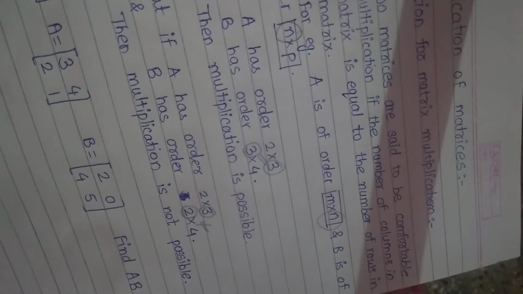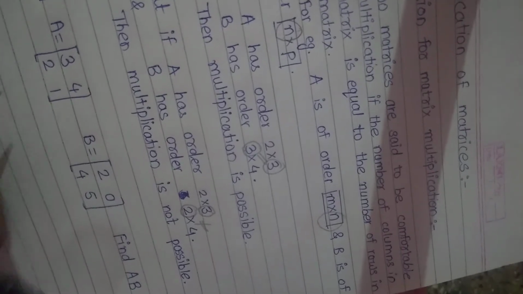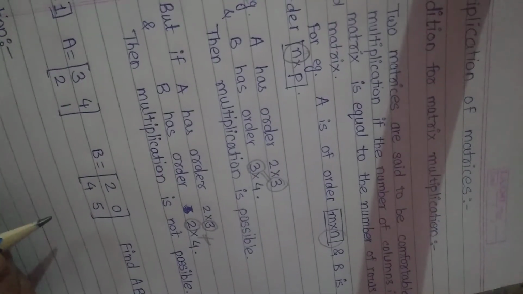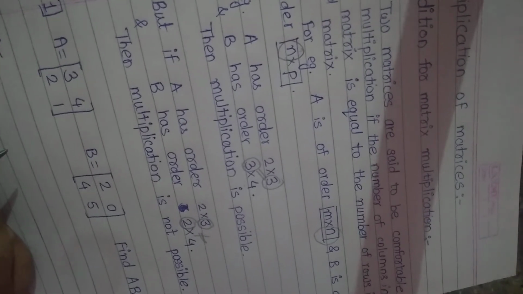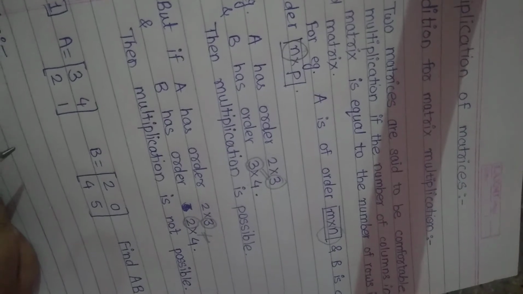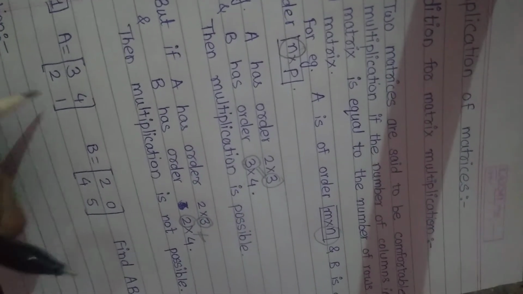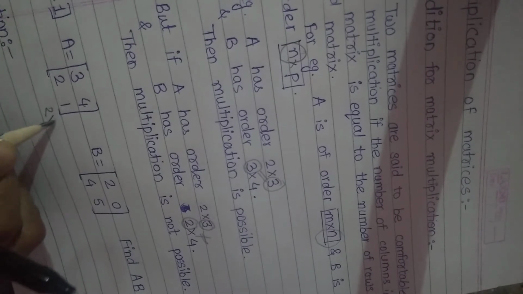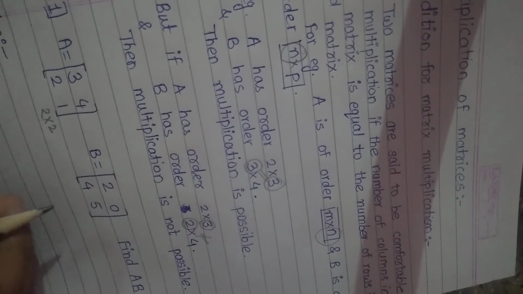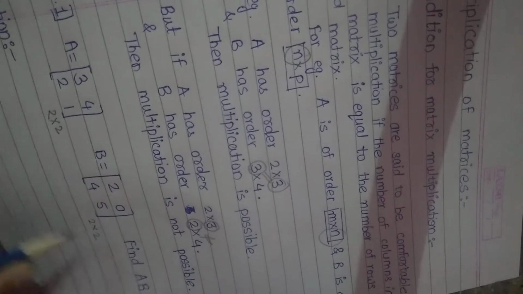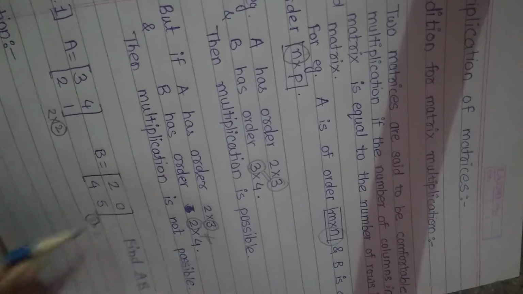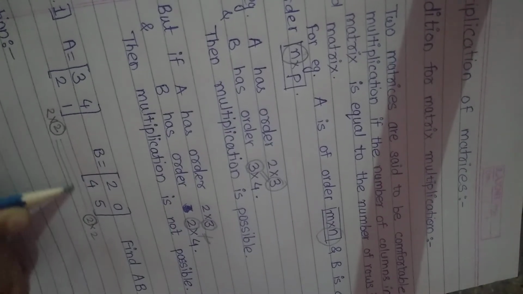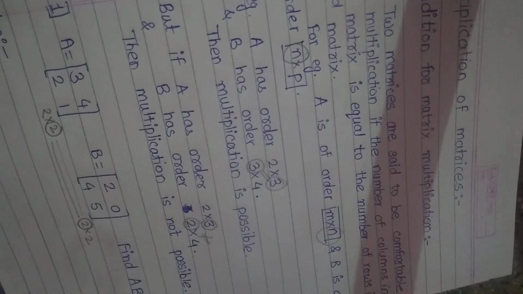Very first, we will write the order of these two matrices. We don't write this condition check in the solution; it is just for checking whether the multiplication is possible or not. The order of A is 2 by 2 and the order of B is also 2 by 2. You can easily verify this number 2 is equal to this number 2, so the multiplication of these two matrices is possible.